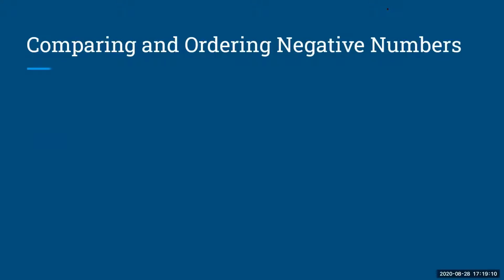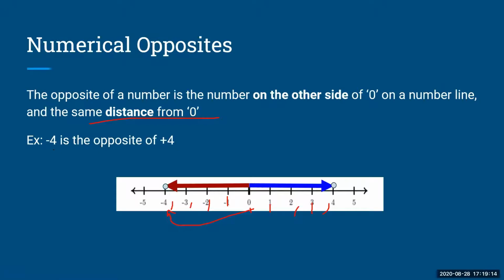Do I mean reciprocal? No. It's called numerical opposite. It's literally just the opposite. The opposite of -4 is 4. Opposite of -5 is 5. Opposite of 0 is 0. You should know that.